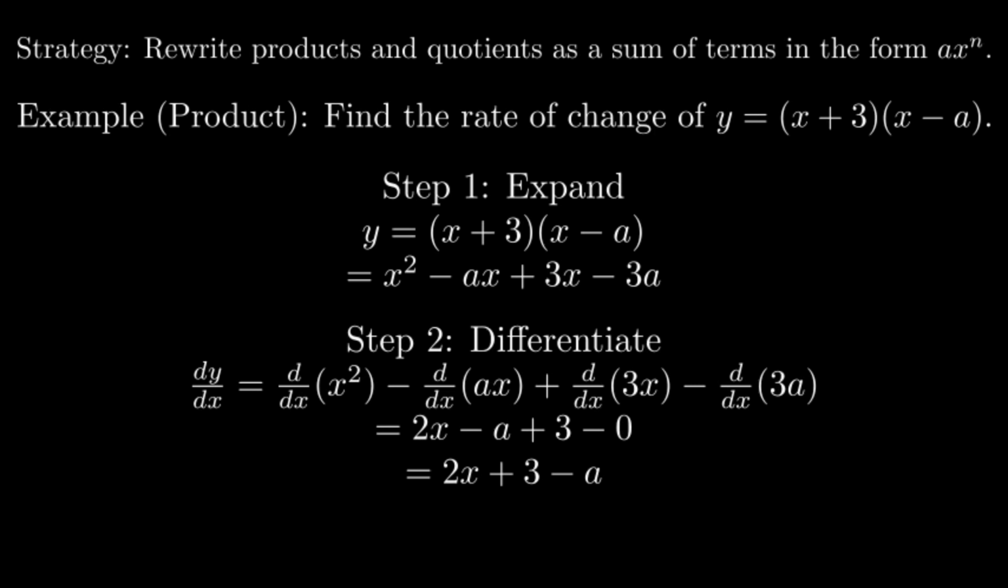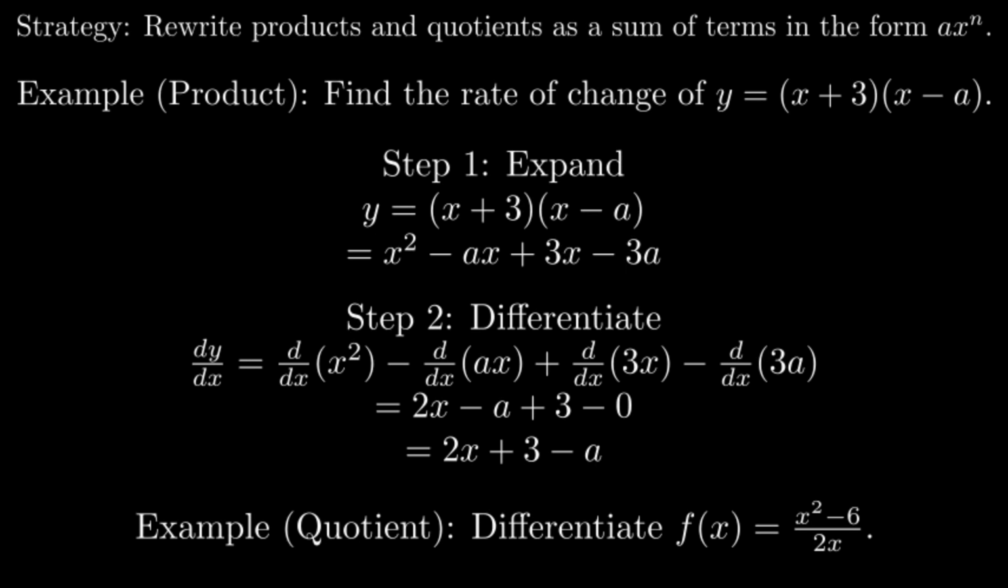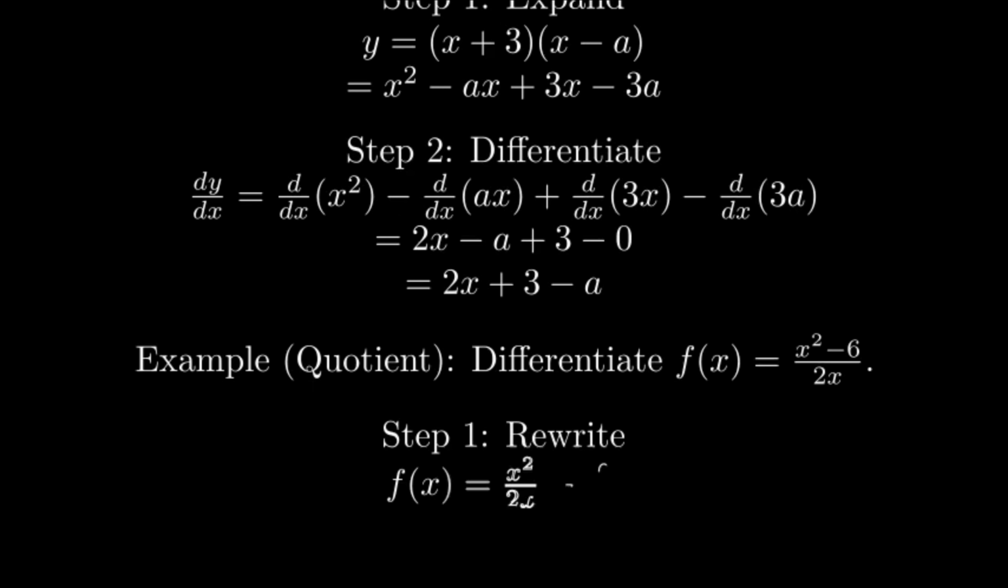Now let's try a quotient. Let's differentiate f of x equals the quantity x squared minus 6, all divided by 2x. Again, we must rewrite this first. We can split the fraction into two terms, x squared over 2x minus 6 over 2x. Now we simplify each term using index laws. x squared over x is x, so the first term is 1/2 x. For the second term, 6 over 2 is 3 and 1 over x is x to the negative 1. So the second term is 3x to the negative 1.